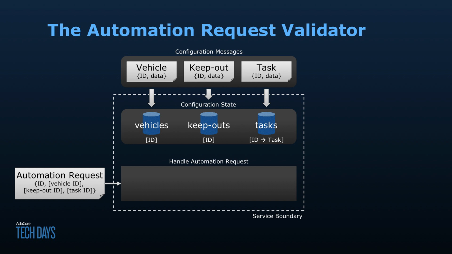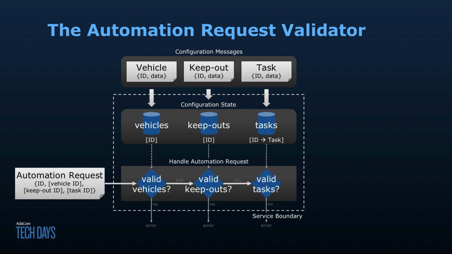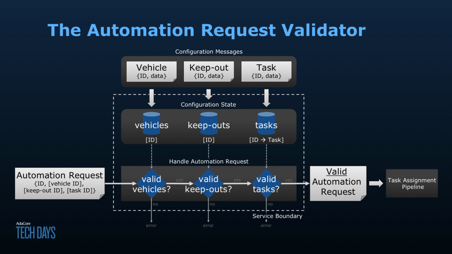And what this message does is it says, I want to plan a mission that involves vehicles with these IDs, tasks with these IDs, keep out zones with these IDs, etc. And so the Automation Request Validator takes this message and it asks, are all of these vehicle IDs that I've been given valid? Are all of these keep out zones I've been given valid? Are all of these task IDs I've been given valid? And once it's checked to make sure that all of these IDs have previously been declared, then it feeds the message into the rest of the system and declares it to be valid. So that's what the Automation Request Validator does.